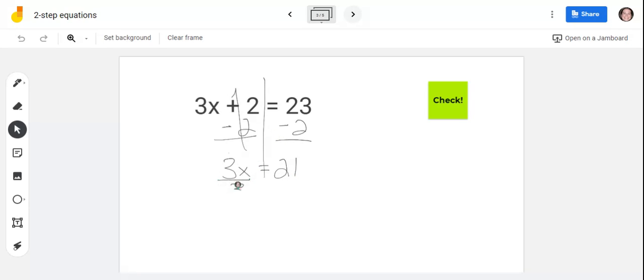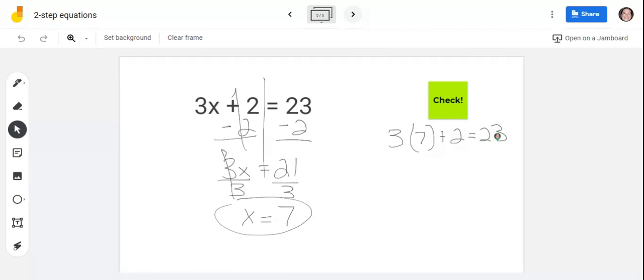Divide because I see multiplication. 21 divided by 3 is 7. Take that extra second and do the check step. I'm going to use parentheses for multiplication. Just to mix it up, that's a 2. Sorry. Three times 7 is 21. And then 21 plus 2 is 23.